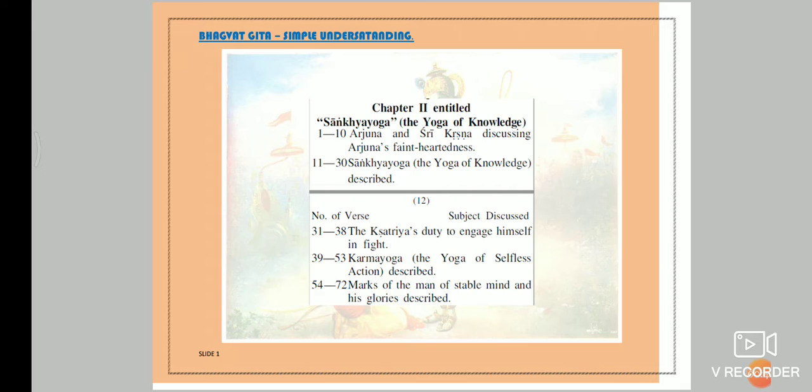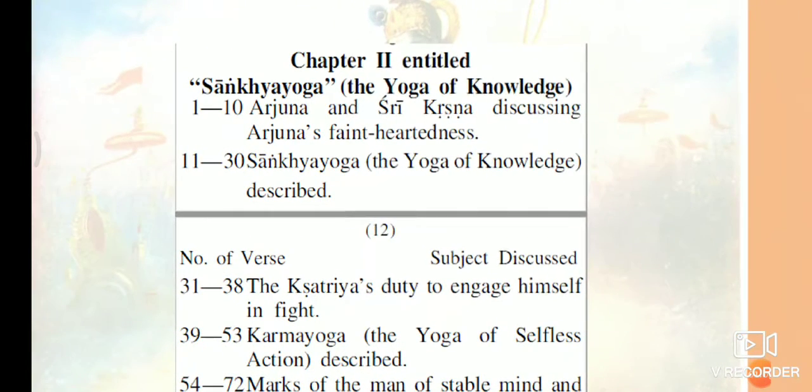If possible, I'll be reading some important shlokas here and there to remind ourselves of the important points discussed by Krishna. Now, as discussed, Bhagavad Gita second chapter is named the Yoga of Knowledge, and there are 72 shlokas with 5 segments. Each segment we will be discussing in detail.